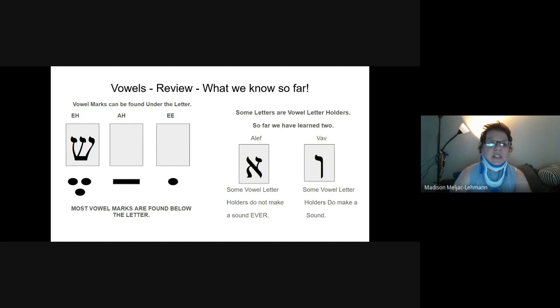Okay, so let's see what that looks like. What we know so far, we learned this today. This is a shin, right? And we have a vowel. You don't need to know the name right now, but it's a sagol. And then this would be she, because it'd be the EH sound or the S sound, she.